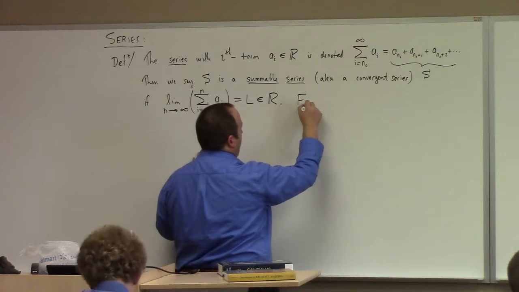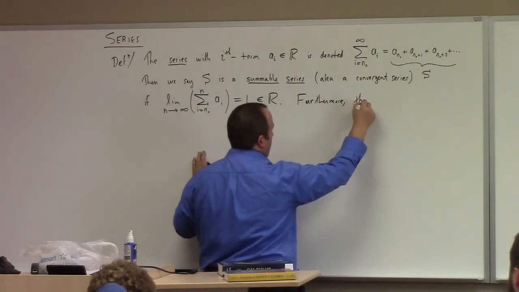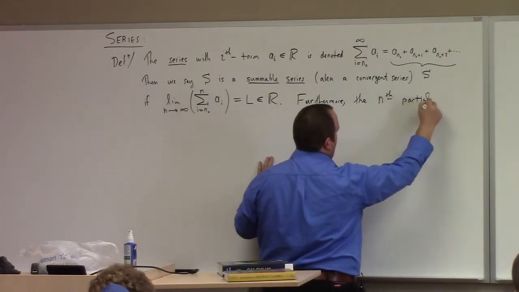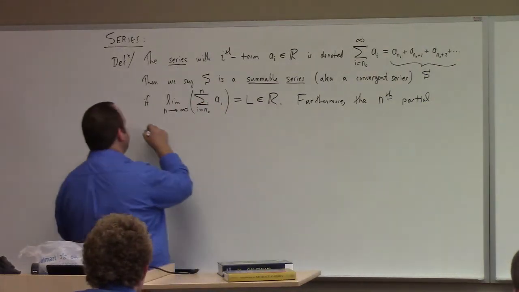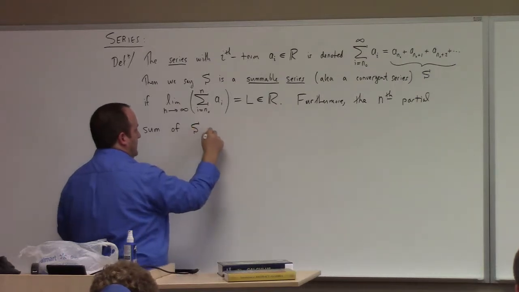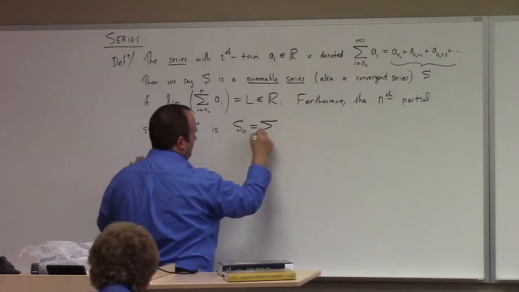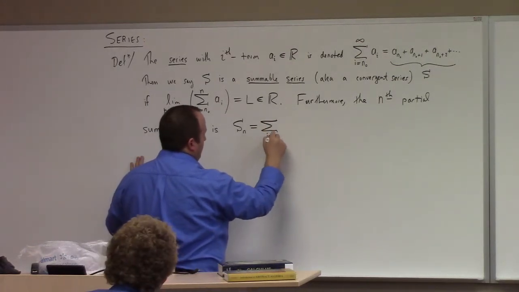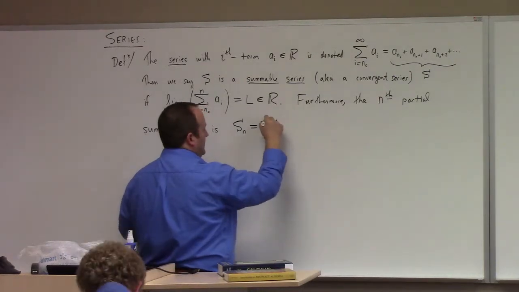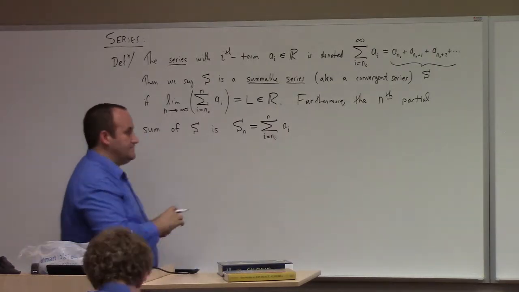Furthermore, the nth partial sum of S is S sub n, which is equal to the sum i equals n naught to n of a sub i.